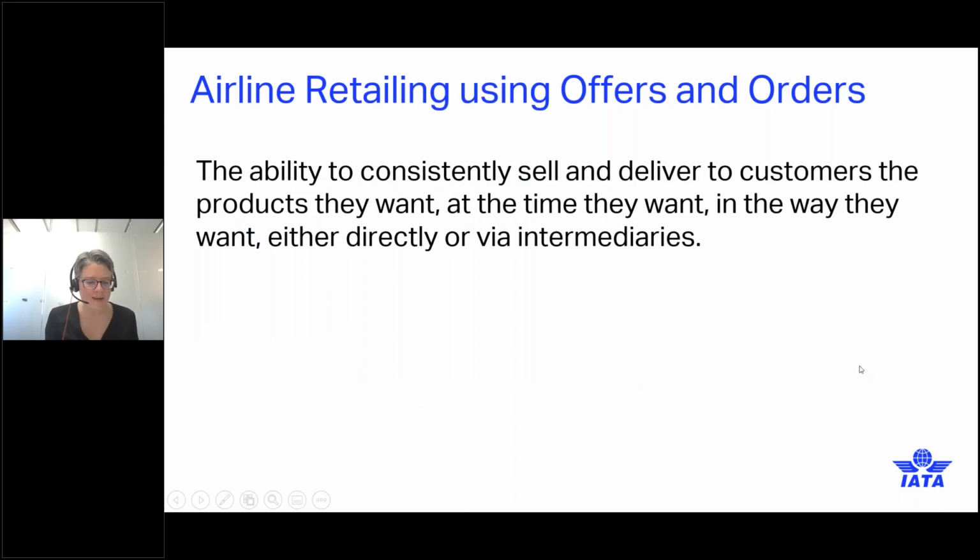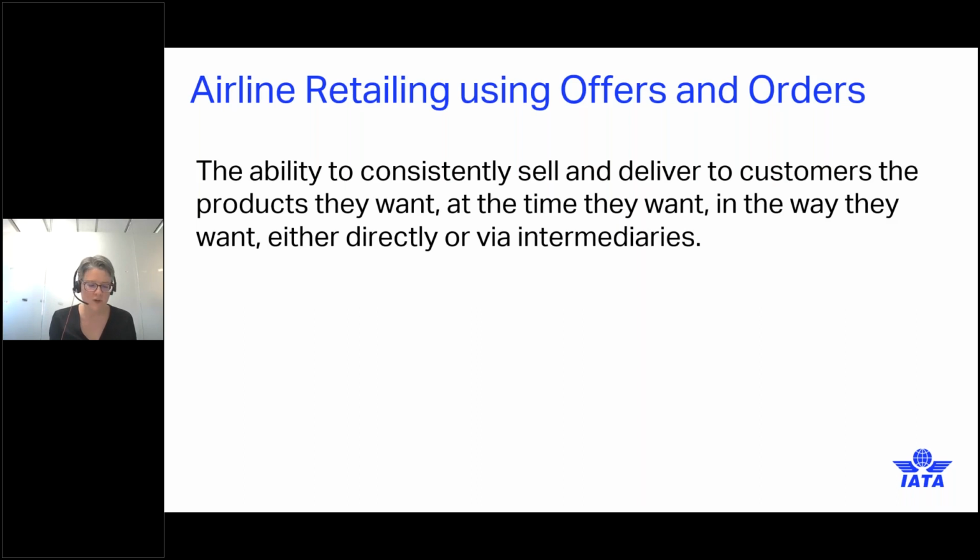Awesome. Okay, so with that, what I want to start with is my absolute simplest definition of airline retailing. In the Airline Retailing Maturity Index, we look at airline retailing using offers and orders. And as simple as I can make it, it's the ability to consistently sell and deliver to customers the products they want, at the time they want, in the way they want, either directly or via intermediaries.